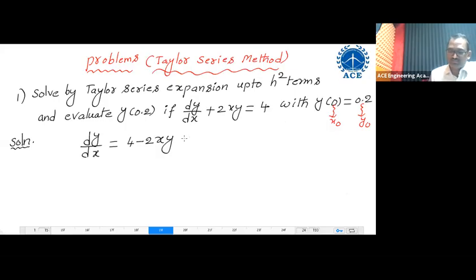Now dy by dx, remember everyone, is also written as y dash. dy by dt can be written as y dash of t. dy by dx should also be written as y dash of x. So 4 minus 2x into y. Similarly, let us write y as y of x, and y dash is written as y dash of x.